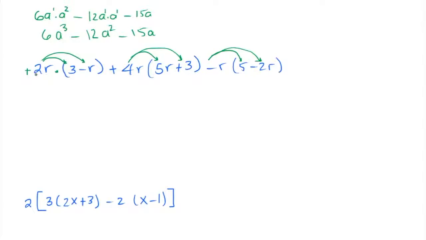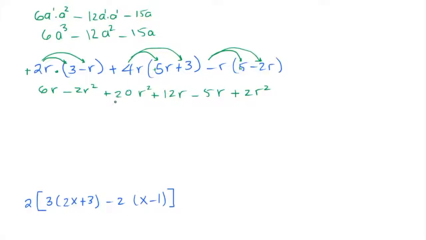Alright, let's get started. 2r times 3, that's 6r. 2r times negative r, so plus times minus is minus. 2r times r is 2r squared. Now, plus, so it's a plus. 4 times 5 is 20, 20r times r squared, plus 12r. Now, negative r times positive 5 is negative 5r. Negative r times negative 2r is positive 2r squared.